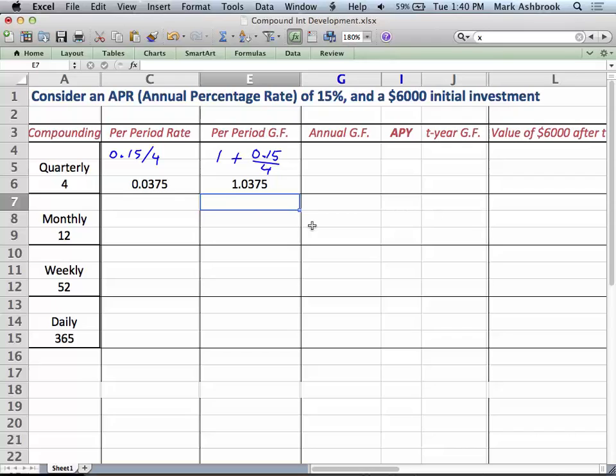This is the growth factor we would have for every 3 months, every quarter of a year. Growth factors are multipliers on output to get the next output. So what would my multiplier be for a whole year? How do we get the annual growth factor from the quarterly growth factor? Anna?